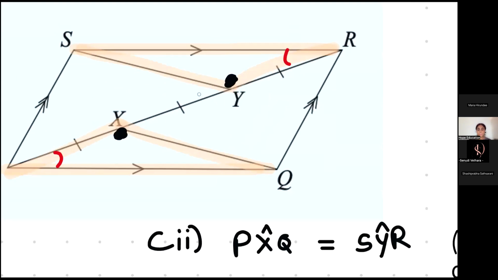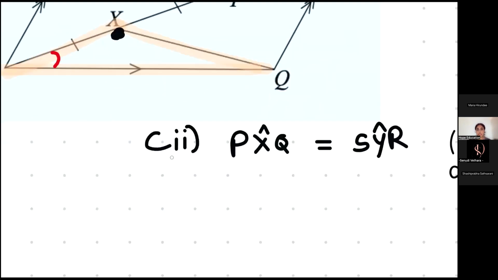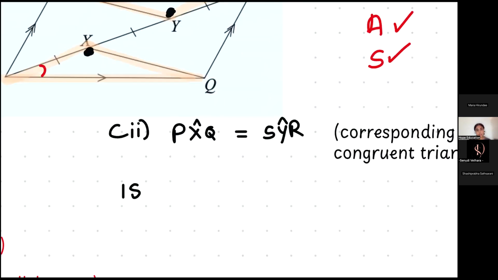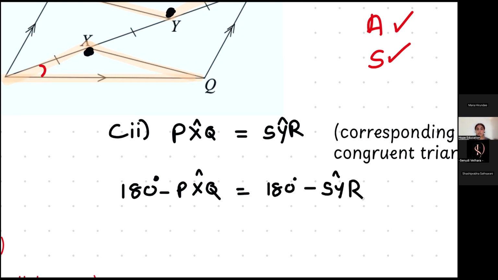So what I'm doing is, since these two angles are equal, 180 minus PXQ and 180 minus SYR should also be equal, right? Because the two angles are equal, when I subtract them from 180, that should also be equal.